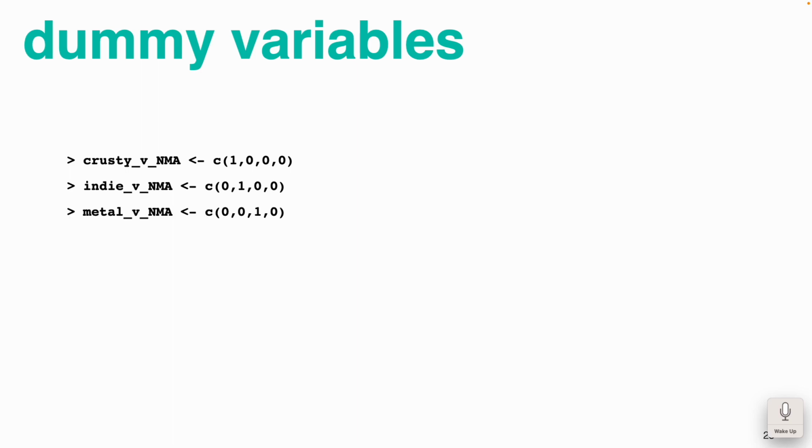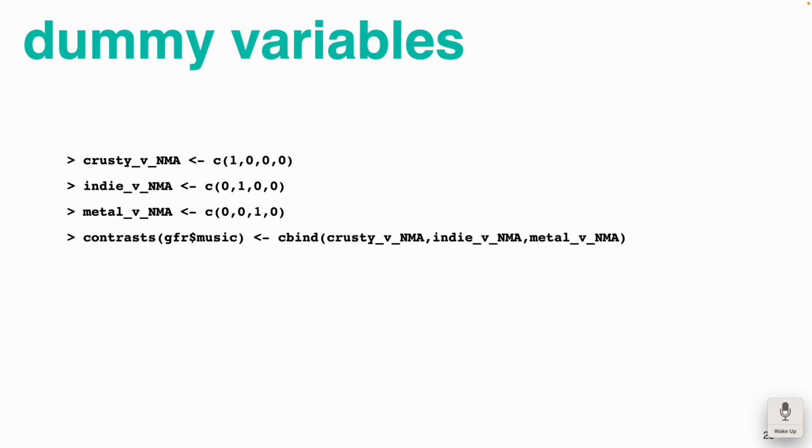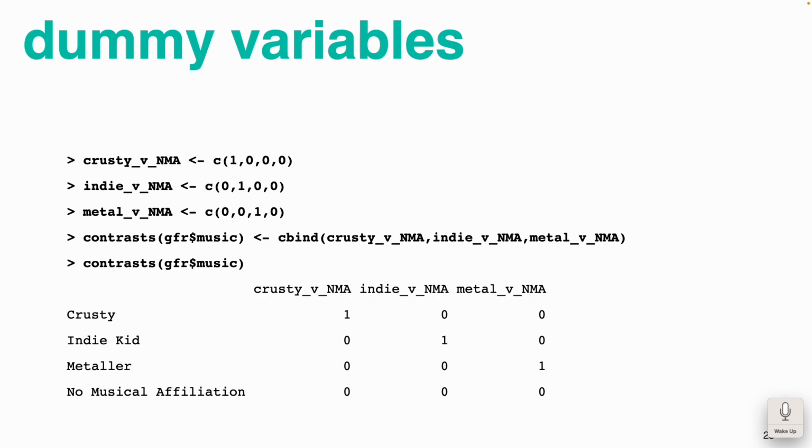So remember when we talked about dummy variables? We had our crusties, our no musical affiliations, our indies, and our meddlers, right? And we had to do all of this stuff to get these really nice contrasts. So we had our default, which was nothing. And then we had our crusty, which is the mean of the crusty, the indie kid, which is the indie, the meddler, which is the meddle. People who said that they're meddlers, right? So these are things that are called contrasts.